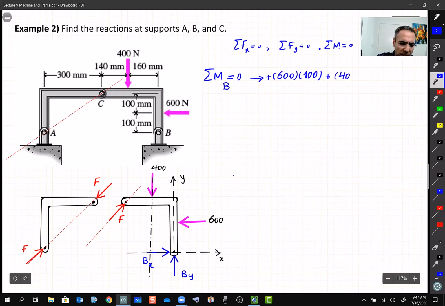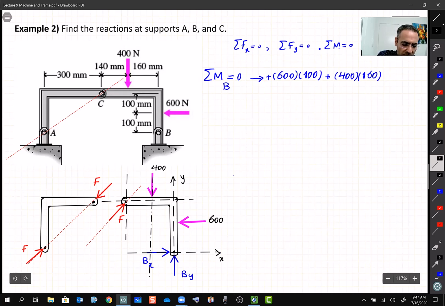Hope this concept of moment now becomes easy for you. It's very simple: force multiplied by the distance, and the distance is the perpendicular distance between the point and the line of action. Try to visualize how these forces try to rotate these members about point B. Clockwise, negative; counterclockwise, positive. What about this load F? Well, we'd better have its components in X and Y.